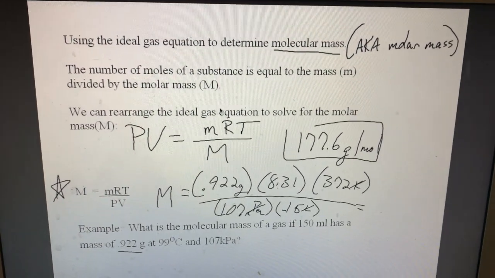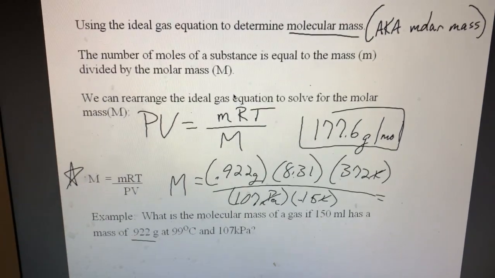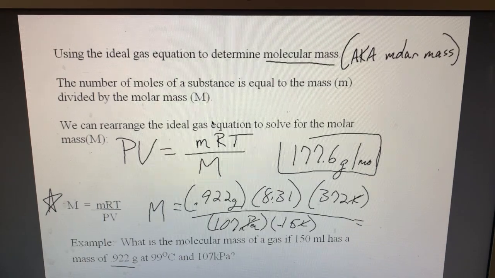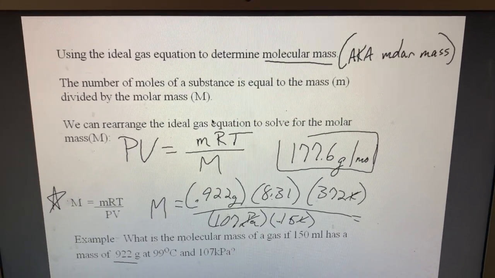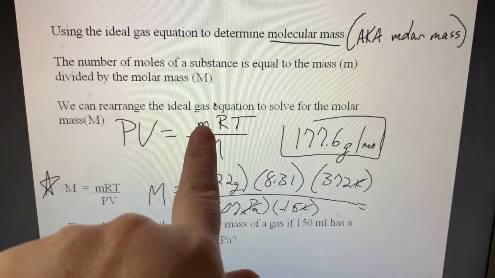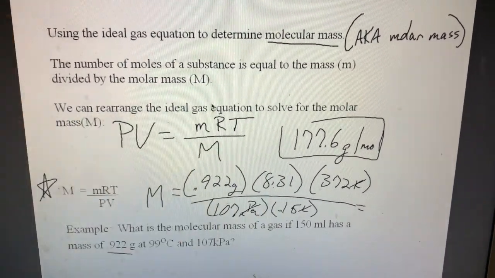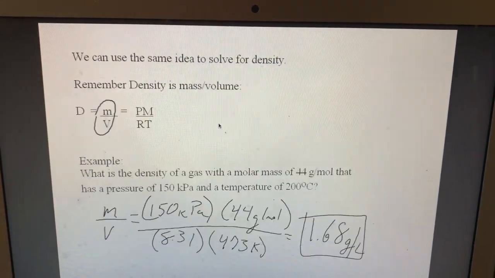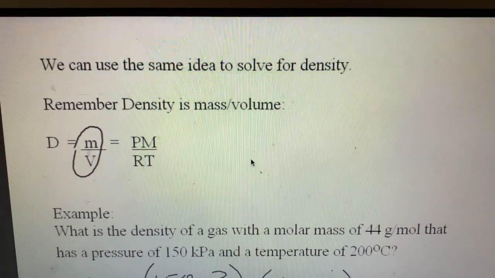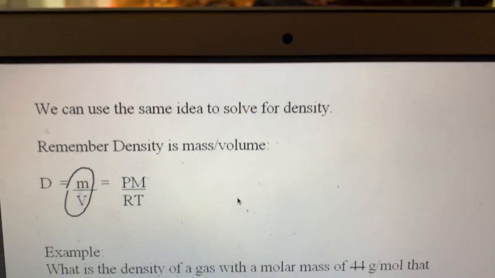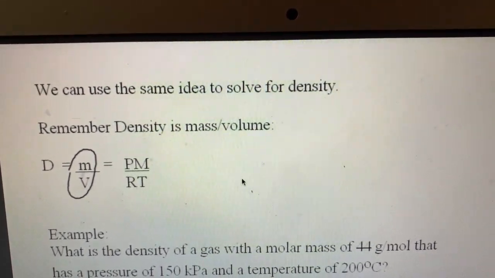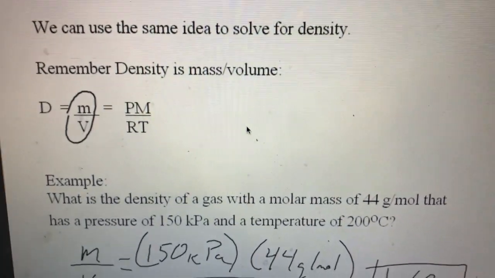Okay. There's one more manipulation that we can do to the simple PV = nRT, and that is solving for density. We know density is mass over volume. Well, if we look at this equation here, we have mass, we have volume. Play around with the algebra a little bit, and you can solve for density problems. So density, mass over volume, is equal to your pressure times your molar mass over R times temperature.